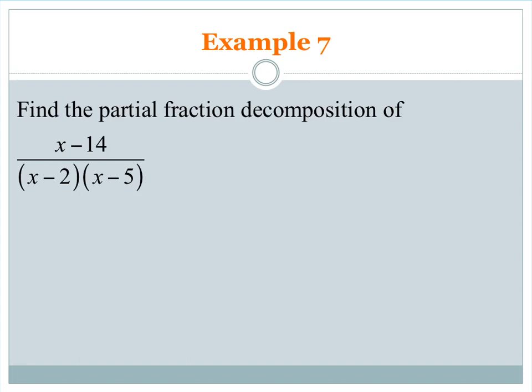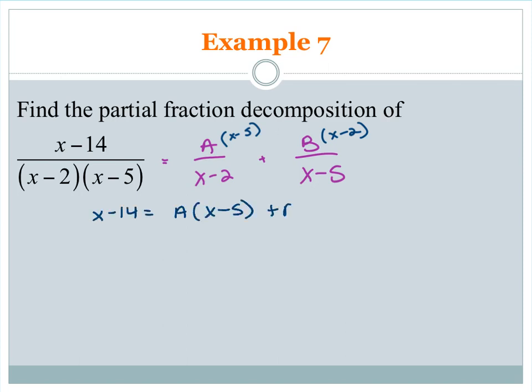All right, denominators again already factored, yes? So the first step is this is a over x minus 2 plus b over x minus 5. What's missing from the first fraction? X minus 5. What's missing from the second fraction? X minus 2. So now I'm going to ignore all my denominators and say x minus 14 equals a times x minus 5 plus b times x minus 2.